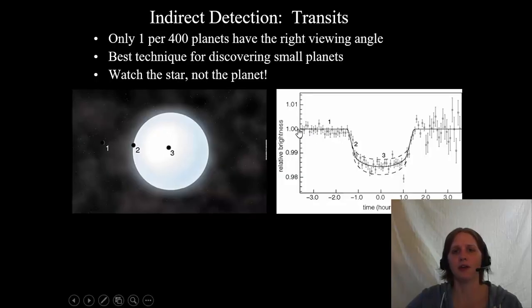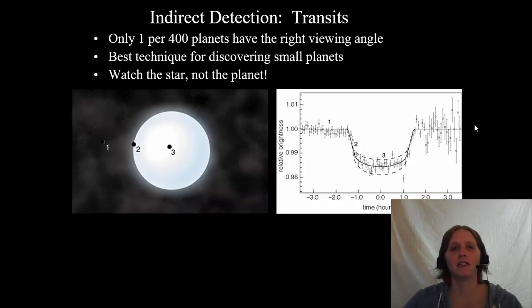So what you do is night after night after night, you watch as many stars as you can, and you're always measuring their brightness. And then at some point, one of the stars might get dimmer for a few hours, and then get brighter again, and stay bright. And if you see 3 or 4 of these dips in brightness at regular intervals, you have discovered a planet orbiting the star.